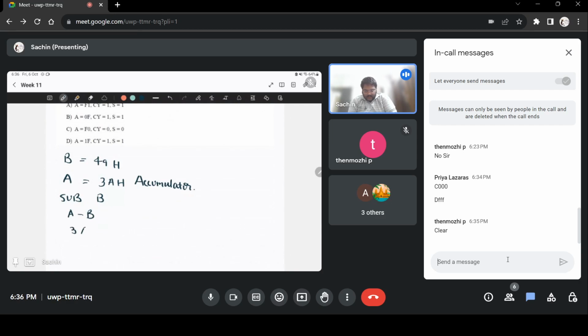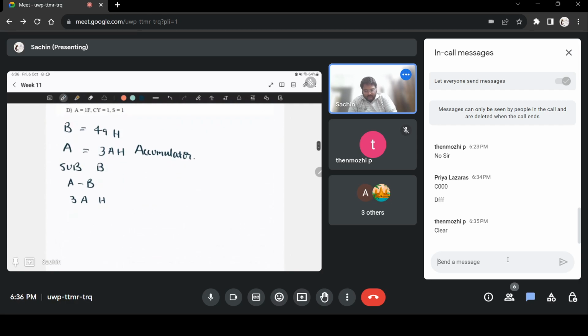A is 3A. This is in hexadecimal, don't forget. If you forget and make a mistake there, then you will get wrong answers. So this is 49H in hexadecimal. So you have to subtract this. That's the operation. SUB is subtract. Very straightforward. So A minus 9 is A minus 9. How much is that? It's 1.